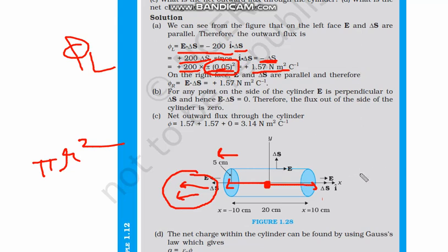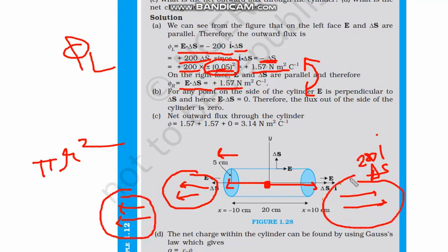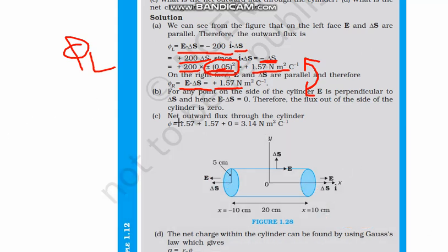On the right side, the field is positive 200 i, and the surface is also on the right side, in the positive x direction. So delta S is also positive, and again E dot delta S is 1.57. So both are the same, 1.57. Why? If the field is in the positive direction, the area is also positive, so the angle is 0. If the field is in the negative direction, the area is also in the negative direction, so again the angle is 0 and cos 0 is 1. In both cases we find the same amount of flux.